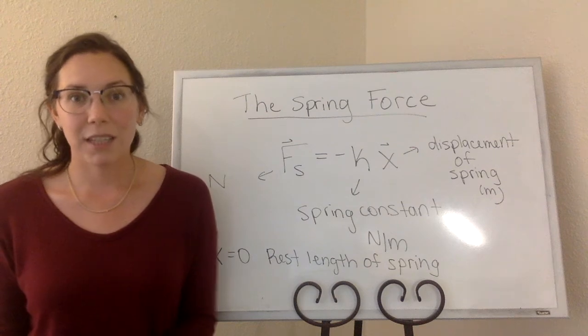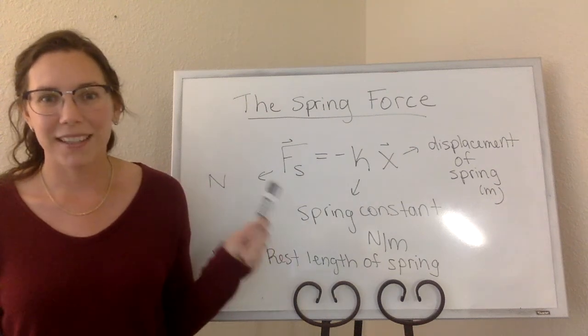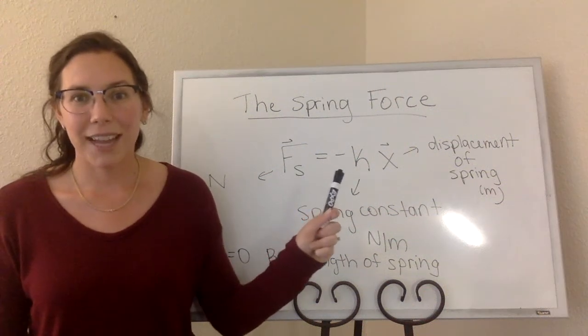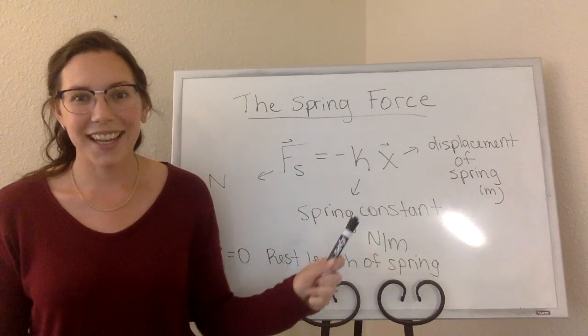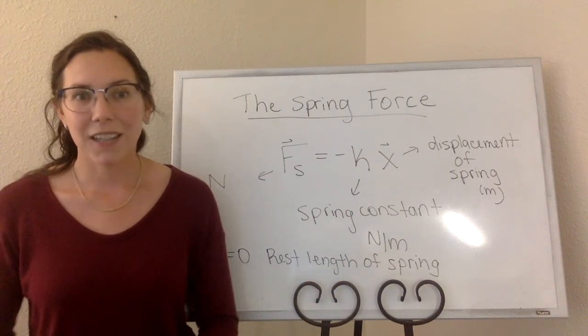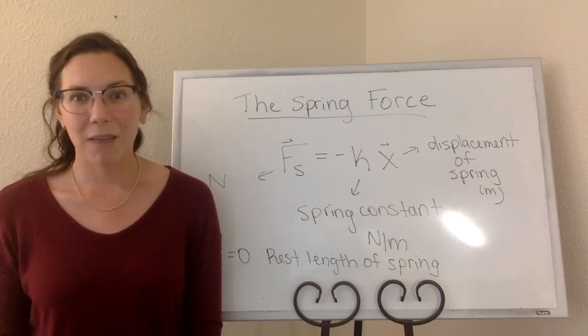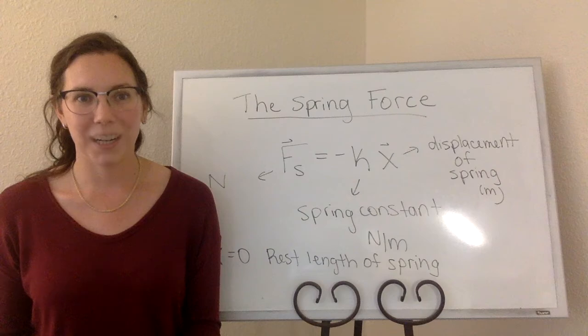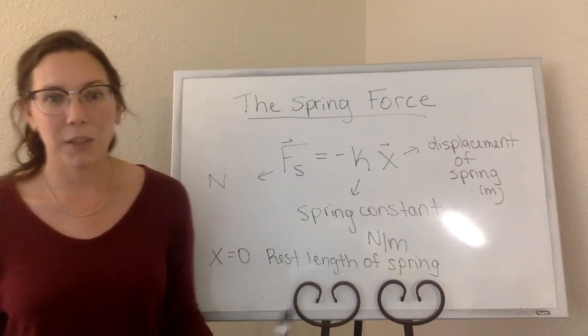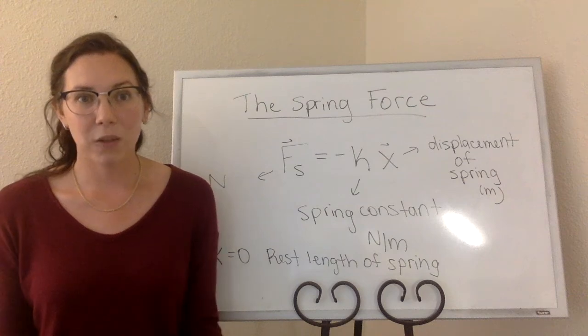Hooke's law gives an expression for the force exerted by the spring, Fs in newtons, equals negative kx. K here is the spring constant, which is measured in newtons per meter. It's also called the force constant, and it gives a measure of the stiffness of the spring. Then we have x, which is the displacement of the spring from x equals 0, which is its rest or equilibrium length. So that's the natural length of the spring.